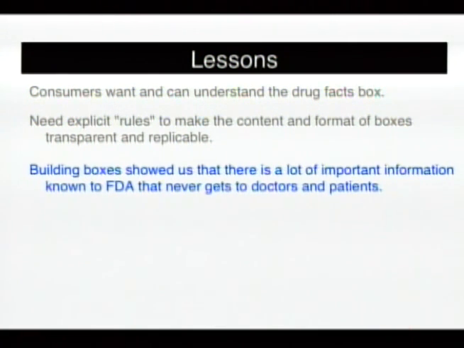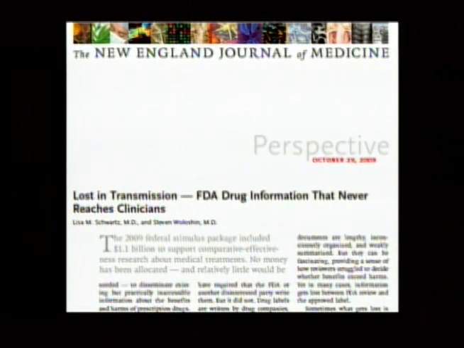We also learned that building boxes showed us that there's lots of important information known to FDA that never gets to doctors and patients, and it's not just unique to the Zometa label. This is a perspective that we wrote in the New England Journal, which highlights 3 examples where FDA drug information never reaches clinicians. This article talks about Zometa and 2 other drugs.